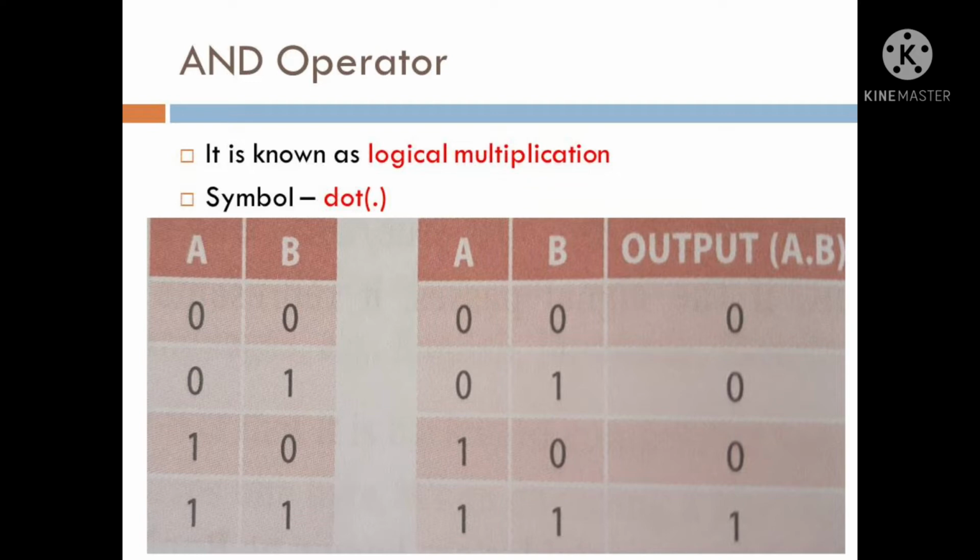If both inputs are zeros, then the output will be 0. If any one of the inputs is 1, then also the output will be 0. If both inputs are ones, then only the output will be 1 or true. That means the AND operation will result in a true value when both inputs are 1 or high, and for all other values it results in 0.